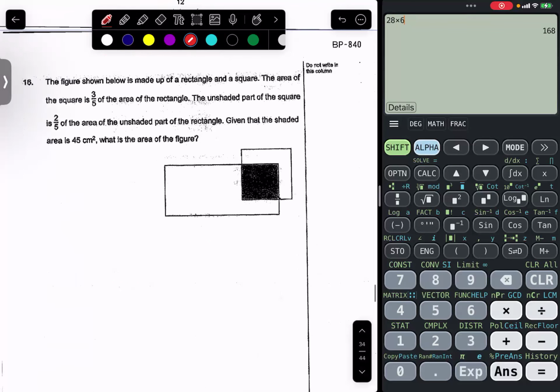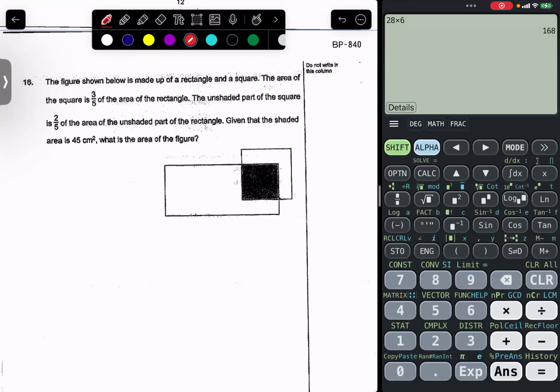Okay, question 16. The figure below is made up of a rectangle and a square. The area of the square is 3/5 the area of the rectangle. The unshaded part of the square is 2/5 the area of the unshaded part of the rectangle. Given that the shaded area is 45, what is the area of the figure?